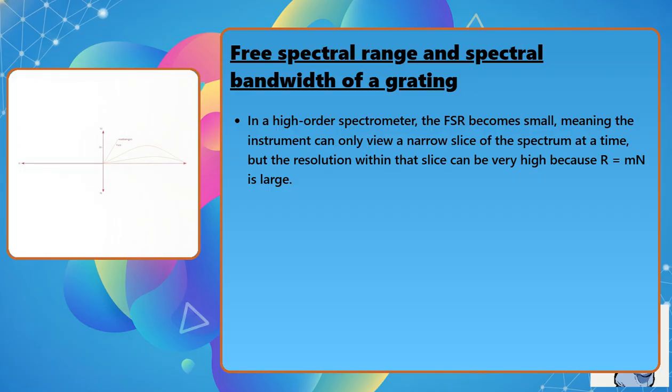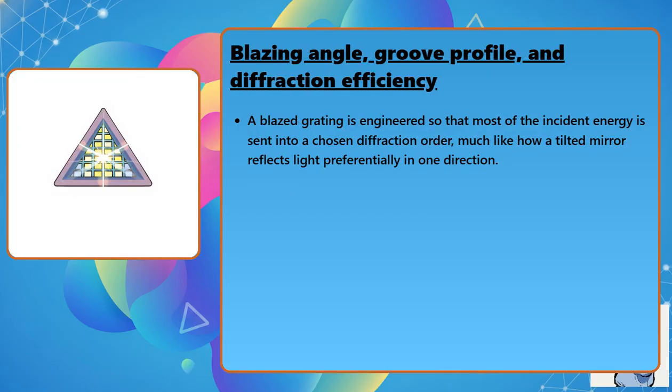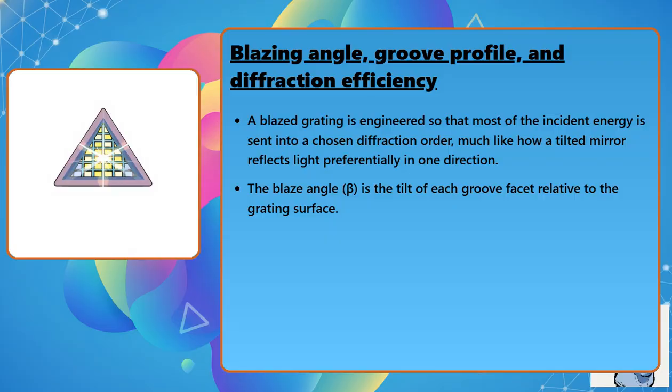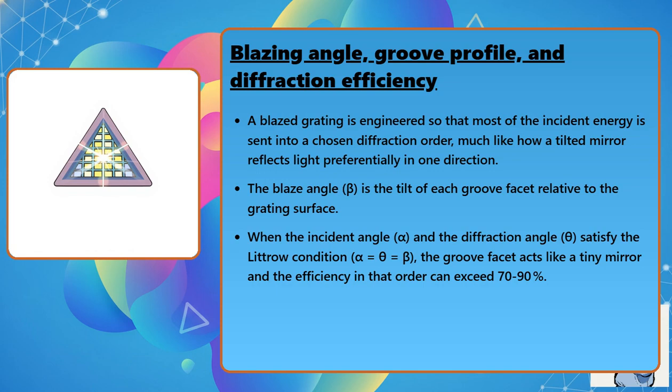A blazed grating is engineered so that most of the incident energy is sent into a chosen diffraction order, much like how a tilted mirror reflects light preferentially in one direction. The blaze angle β is the tilt of each groove facet relative to the grating surface. When the incident angle α and the diffraction angle θ satisfy the Littrow condition, α equals θ equals β, the groove facet acts like a tiny mirror and the efficiency in that order can exceed 70 to 90%.